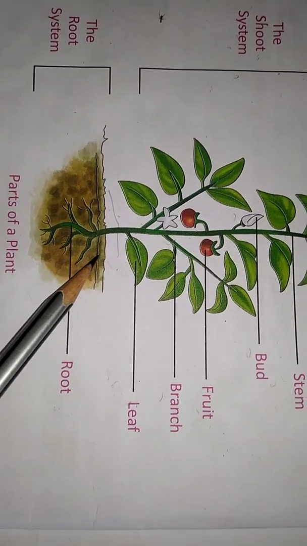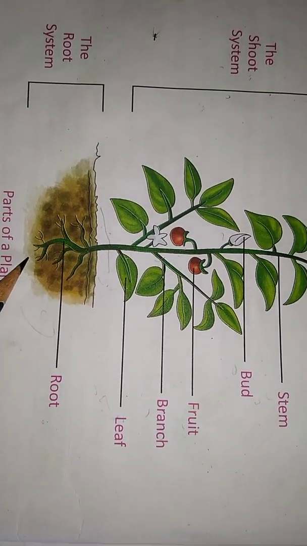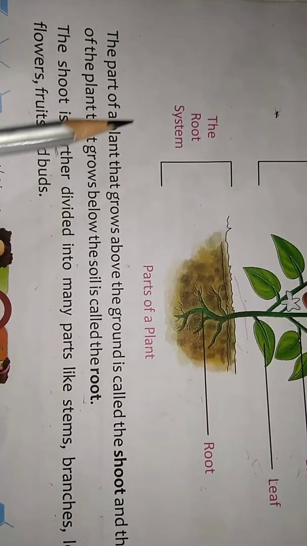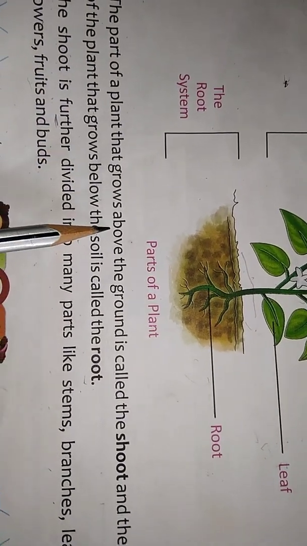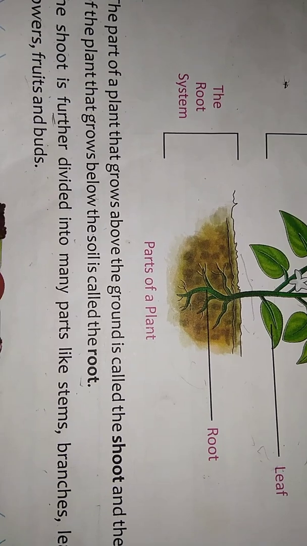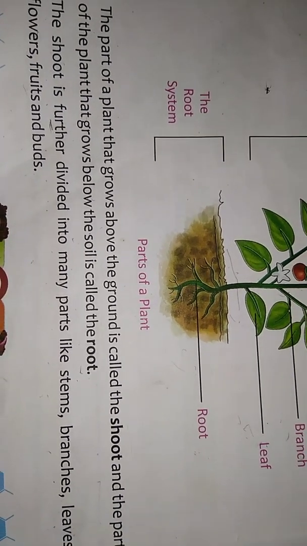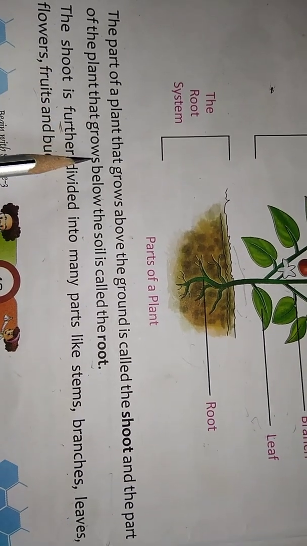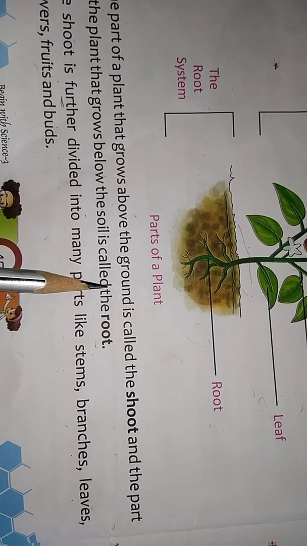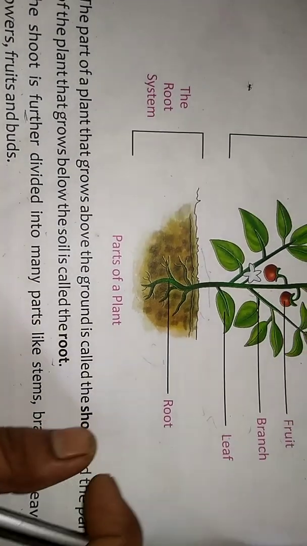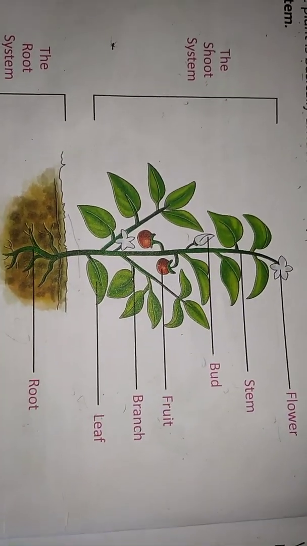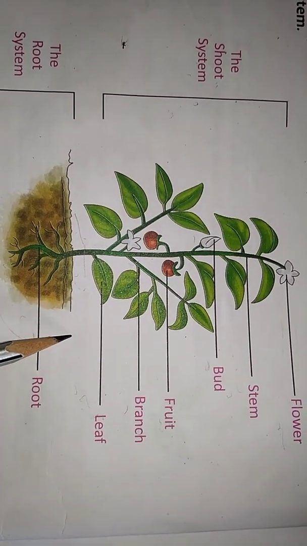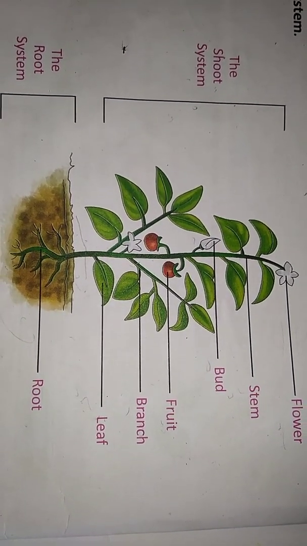Below the ground, whatever is inside the ground, that is known as a root system. The parts of the plant that grow above the ground are known as the shoot system. And whatever is below the soil is known as the root system. You can see here, this is the shoot system, the upper part. This is the root system.